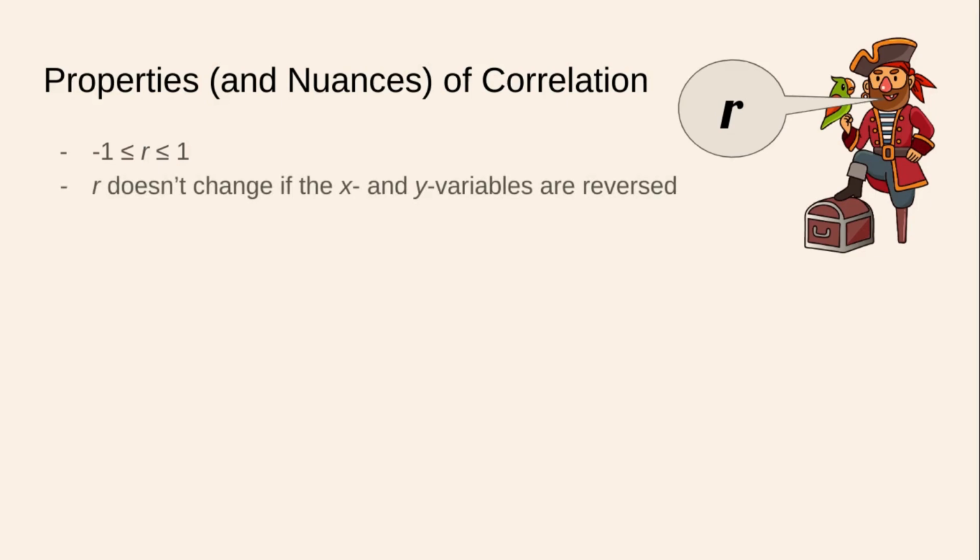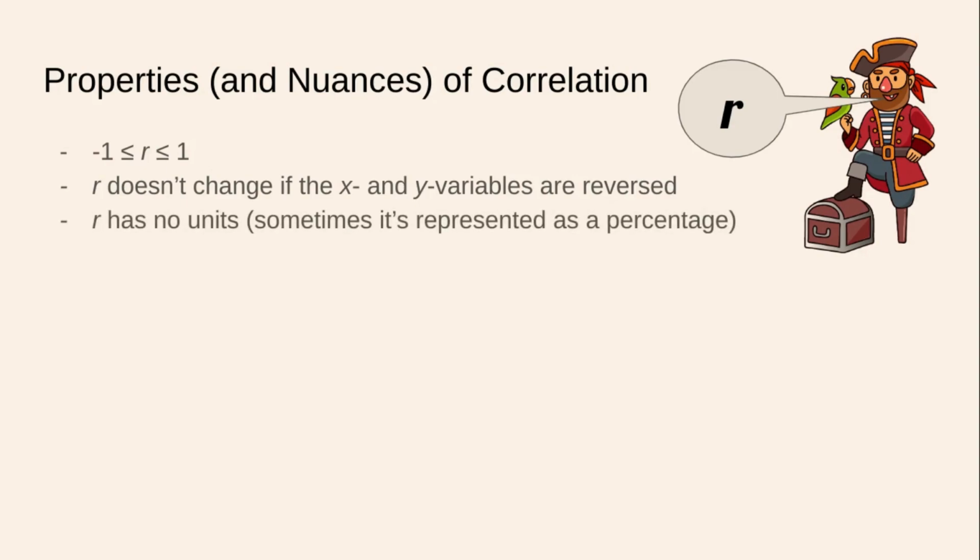R doesn't change if the X and Y variables are reversed. May seem a little strange. Think about it. If we were to flip the graph from the prior slide, in which the almonds were on the x-axis and the pistachios on the y, the graph would look different, but it would still be just as linear. And the correlation would still be positive, right? So the correlation is not going to change if we flip the x and y values. The strength and direction are going to remain the same.